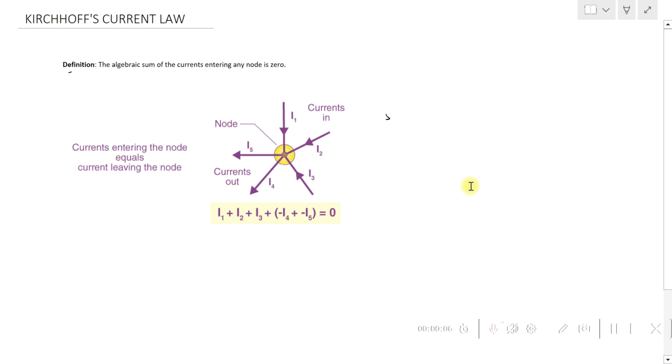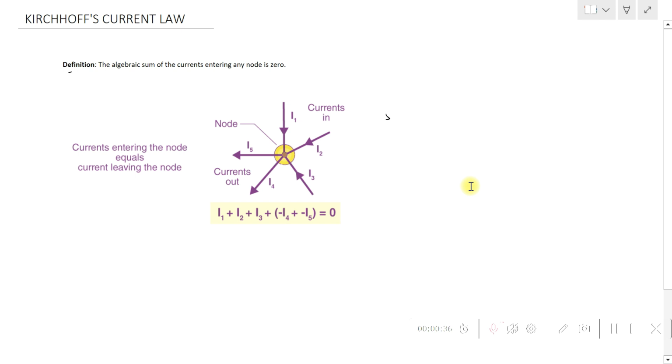In this video, we are going to study Kirchhoff's current law, and this is the very first video of the network analysis playlist series. So in this video, we'll study the basics of Kirchhoff's current law. The fundamental concept of Kirchhoff's current law says, as per the definition, that the algebraic sum of current entering any node is zero.